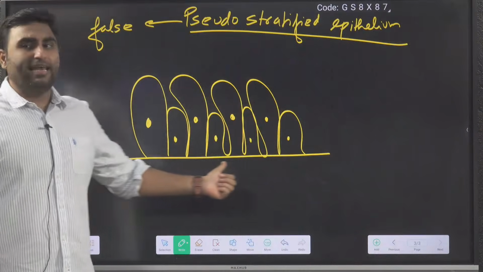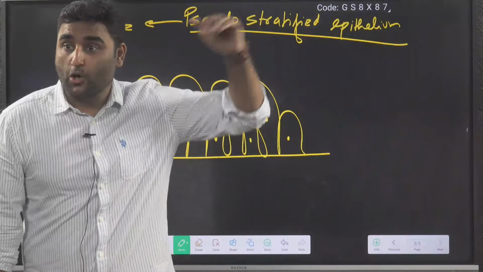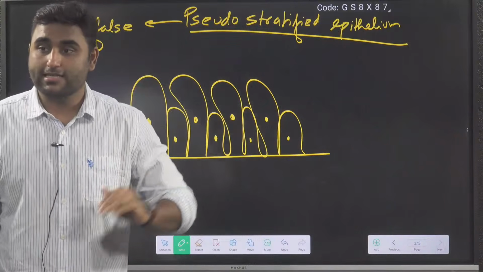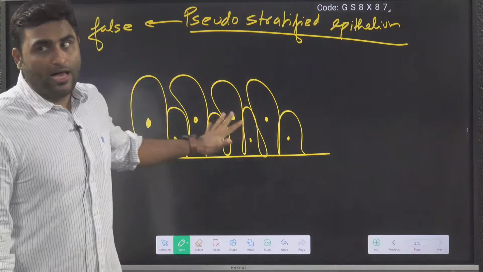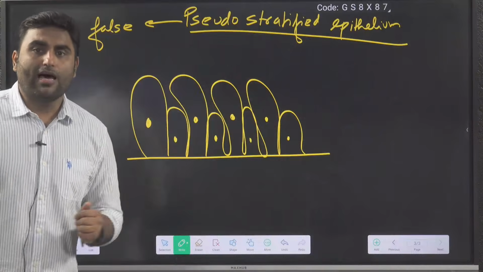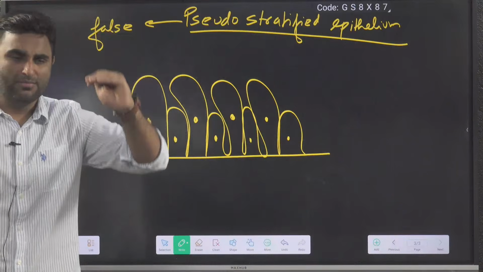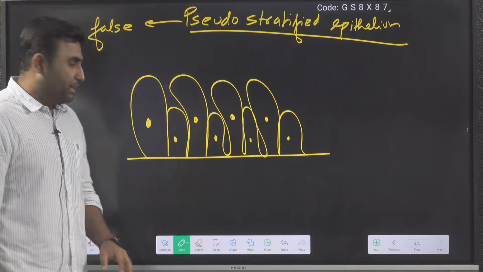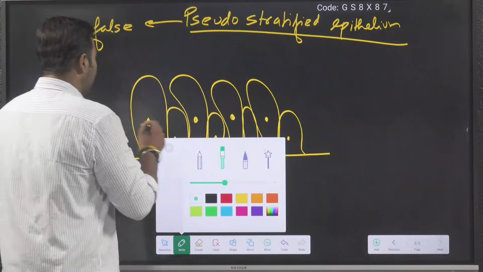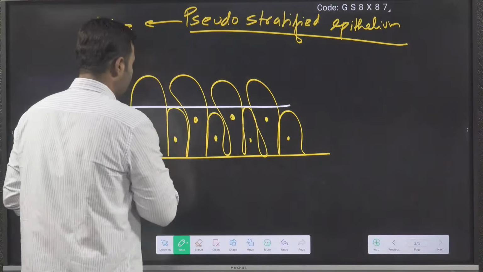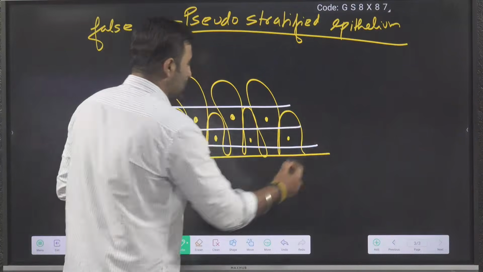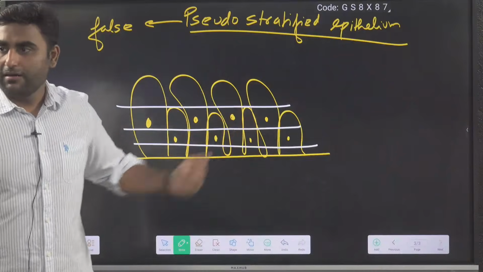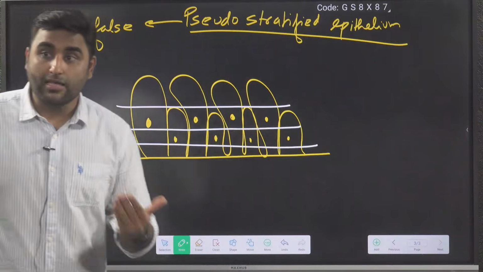Single layer. Some are tall cells, some are short cells. All are columnar, by the way. So actually it is single. But when you look at the nucleus, the nucleus position is different. Some nuclei are at the upper level, some at the lower level.